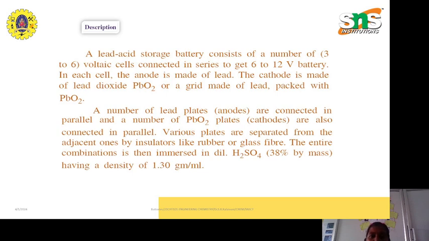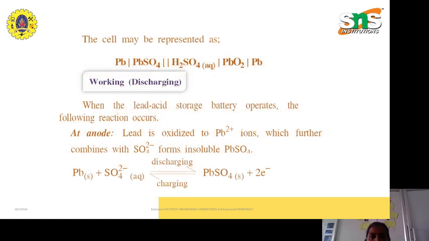So a lead acid storage battery consists of 3 to 6 voltaic cells connected in series to get a 6 to 12 volt battery. In each cell, the anode is made up of lead, and the cathode is made up of lead oxide, or a grid made up of lead packed with lead oxide. A number of lead plates are connected in parallel and a number of lead oxide plates are also connected in parallel. Various plates are separated from the adjacent ones by insulators like rubber or glass fiber. The entire combination is then immersed in dilute sulfuric acid having a density of 1.30 gram per ml.